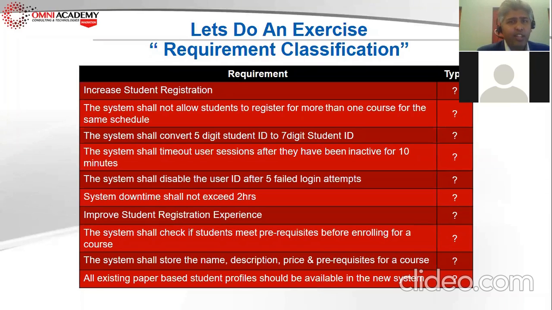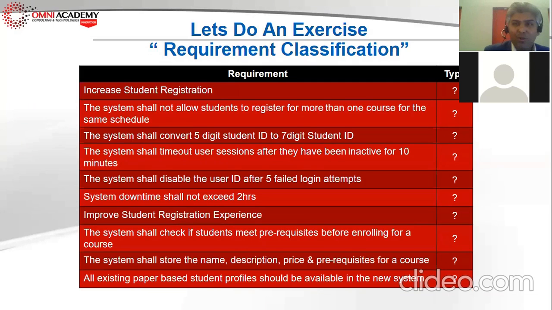Increased student registration. What type of requirement is it? Remember the types of requirements we have: business requirement, stakeholder requirement, solution requirement, which is functional and non-functional requirement, and transition requirement. Which requirement is it? Increase student registration. Business requirement. I like the BR answer, Asra Nadeem. Okay. Yes.